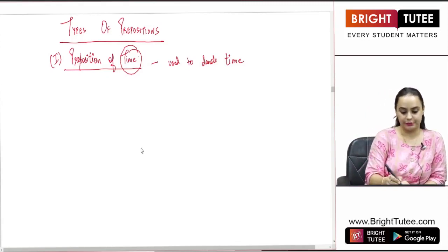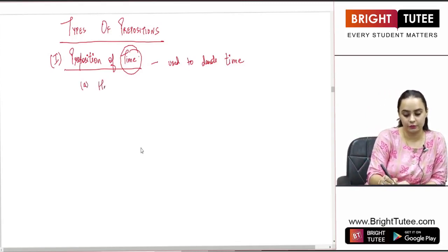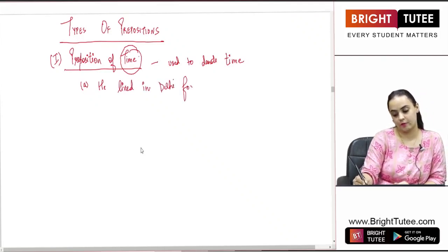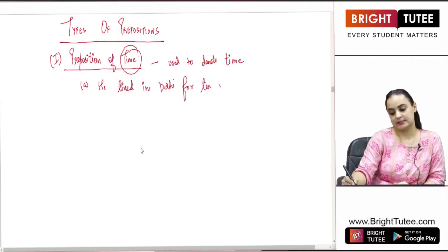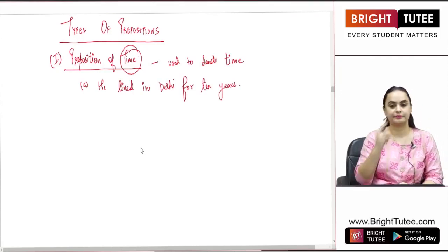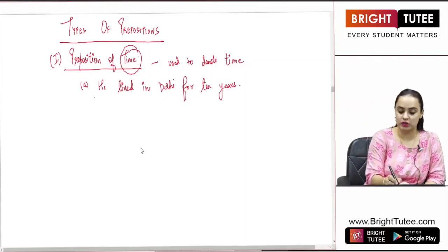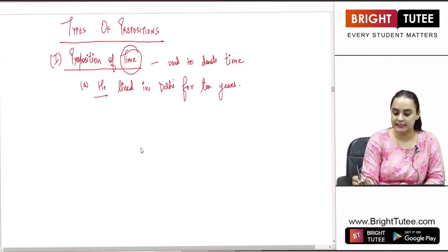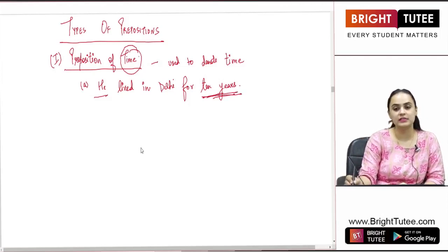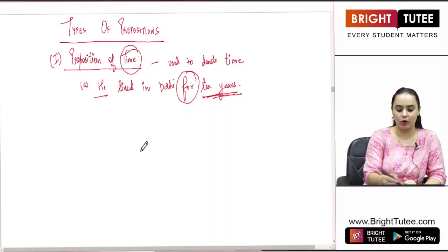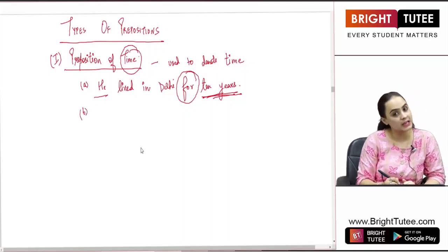For example, if I give you few examples, he lived in Delhi for 10 years. How many years? What is the time period for which he lived in Delhi? 10. And what preposition is telling me? For. So for how many years? For 10 years. So for is my preposition of time.